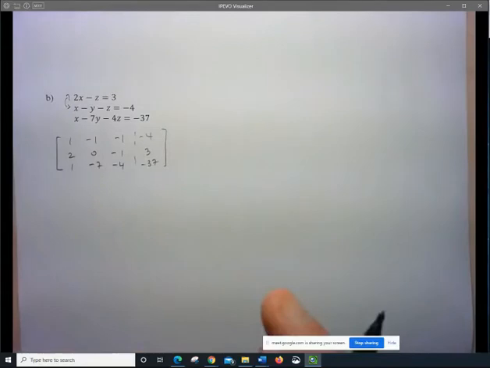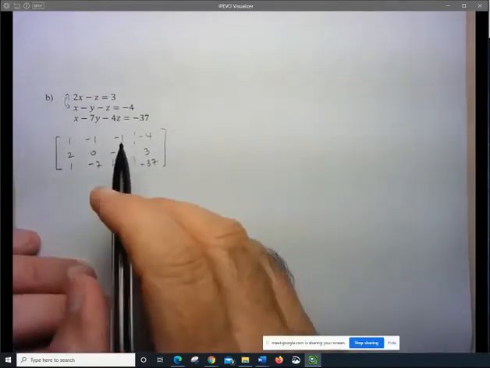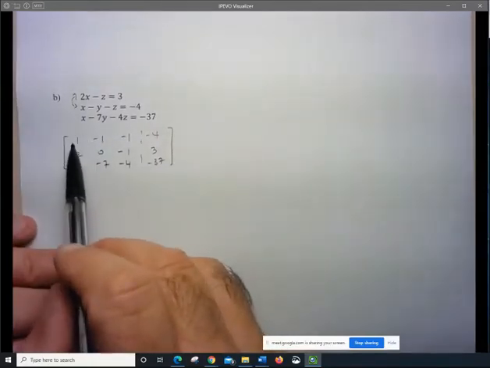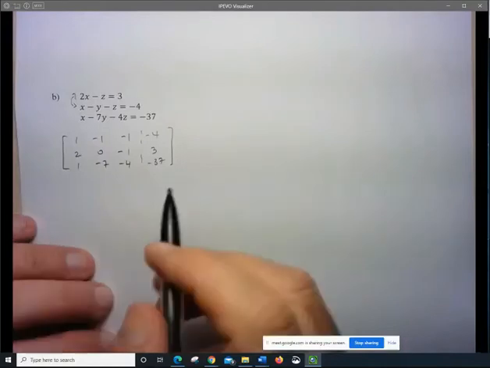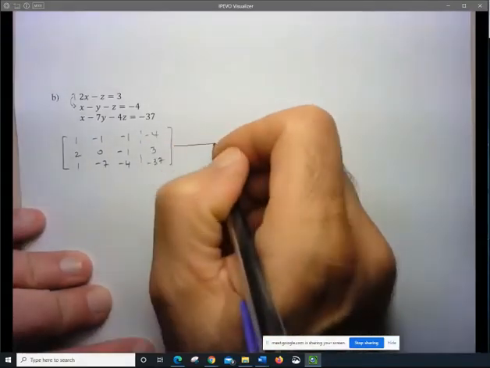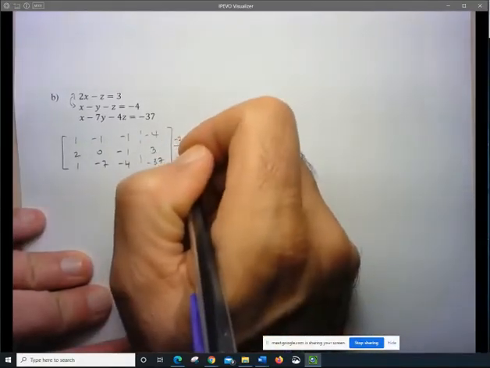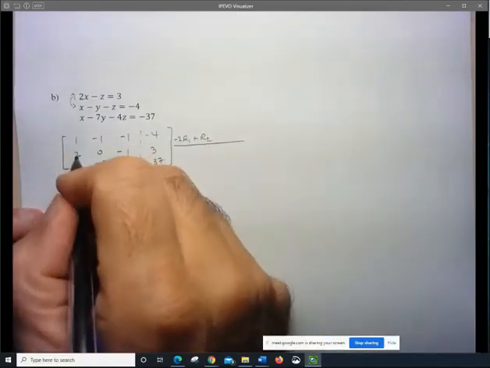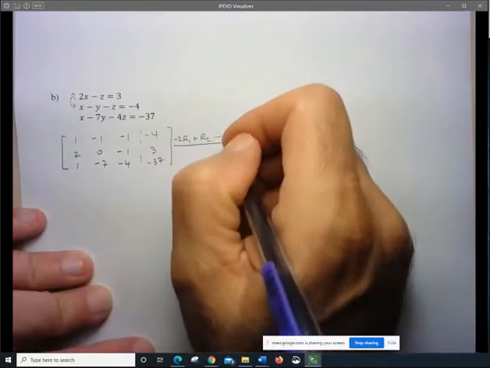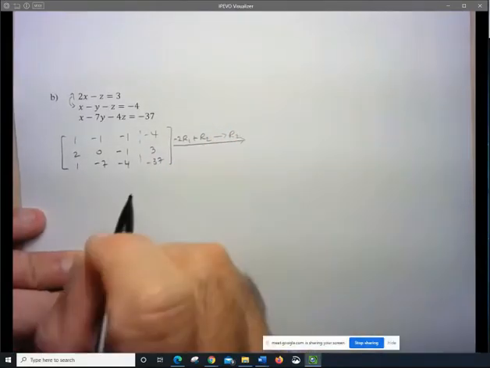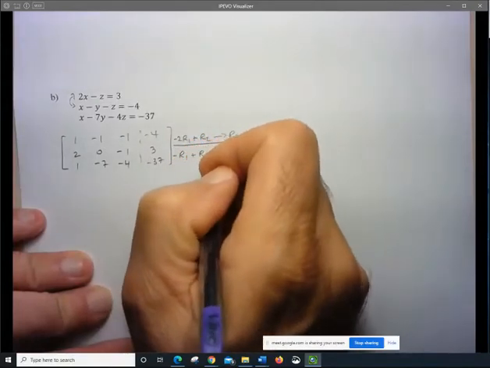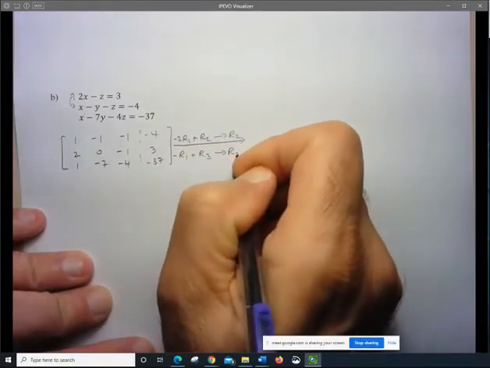So I'm looking at the time, so let's do this kind of quickly. But again, I'm following an algorithm. I'm always doing the same thing at first. I'm taking this 1 here and I'm using it to eliminate those 2. So what am I going to do? I'm going to do negative 2 times row 1 plus row 2. That's going to help me eliminate the 2 there. And I'm going to replace row 2. And then I'm going to do the same thing with row 3. I'm going to do negative row 1 plus row 3. And I'm going to replace row 3.